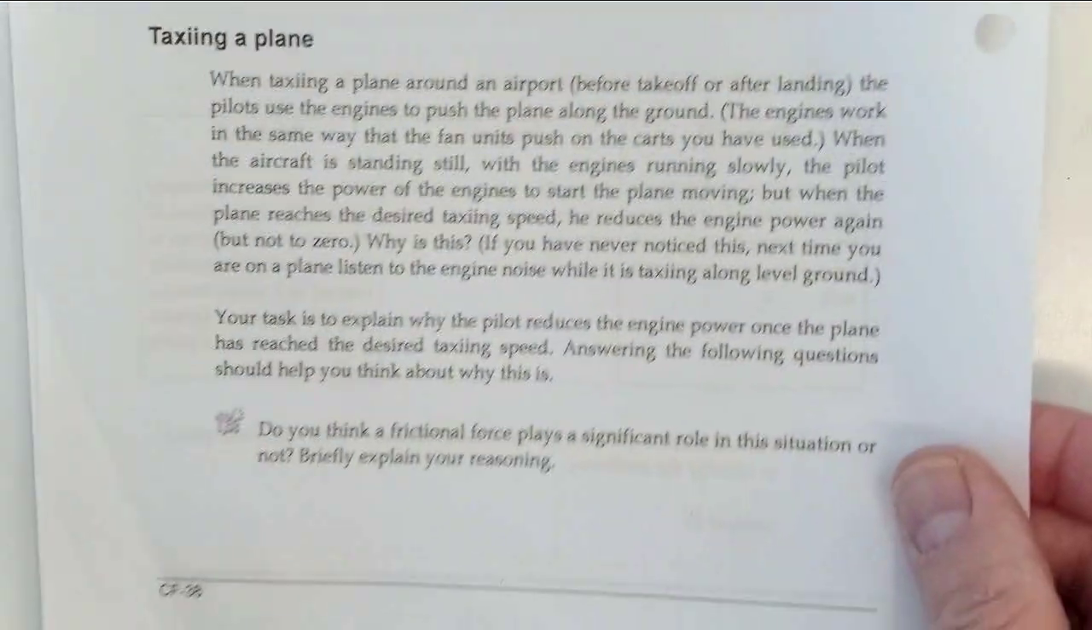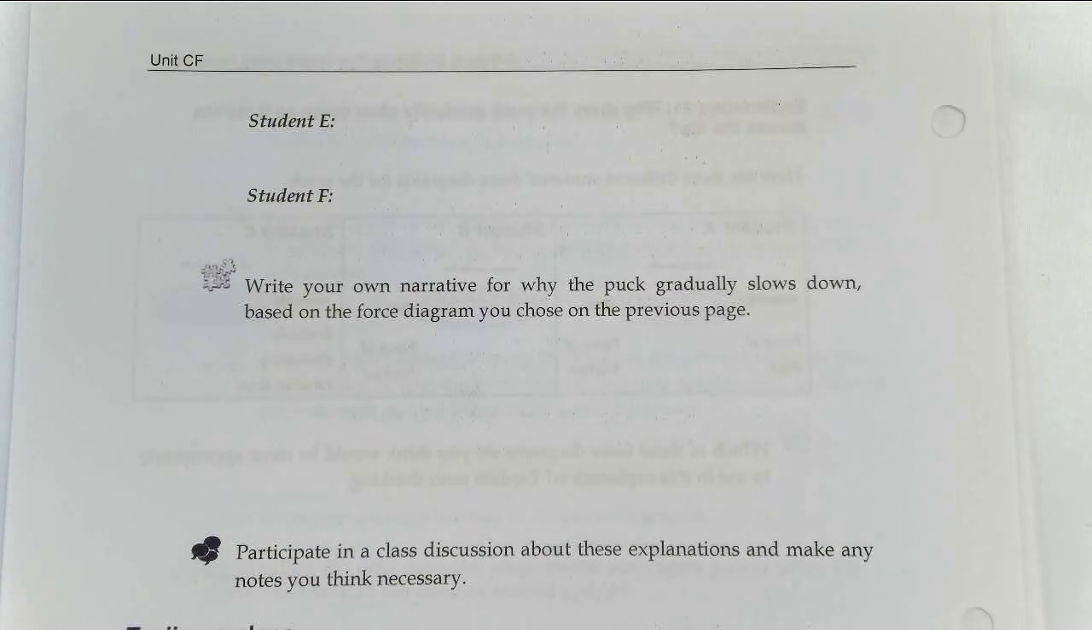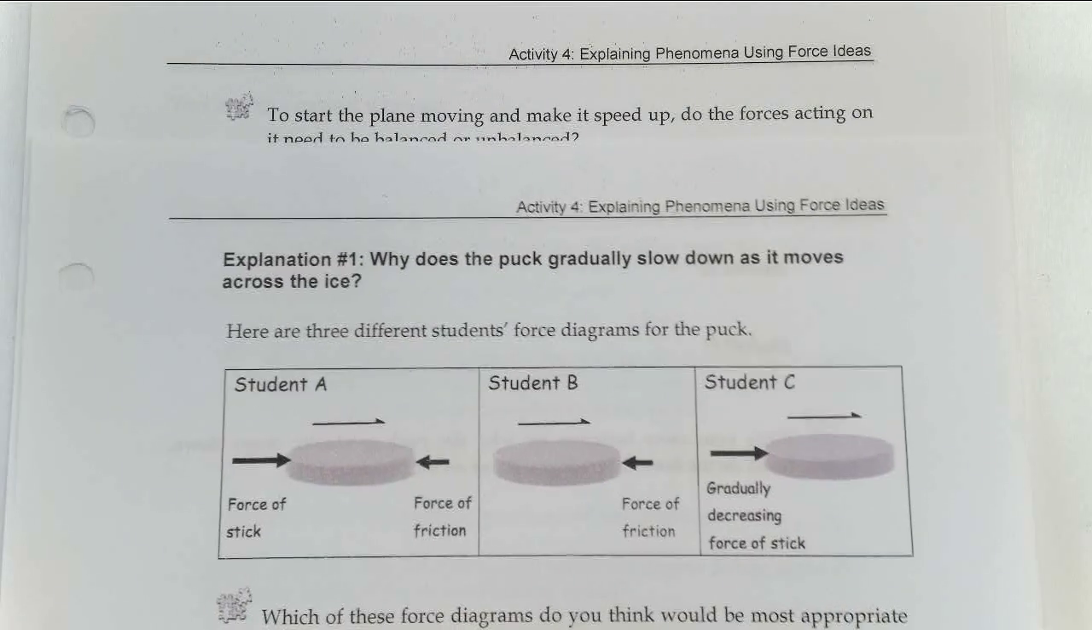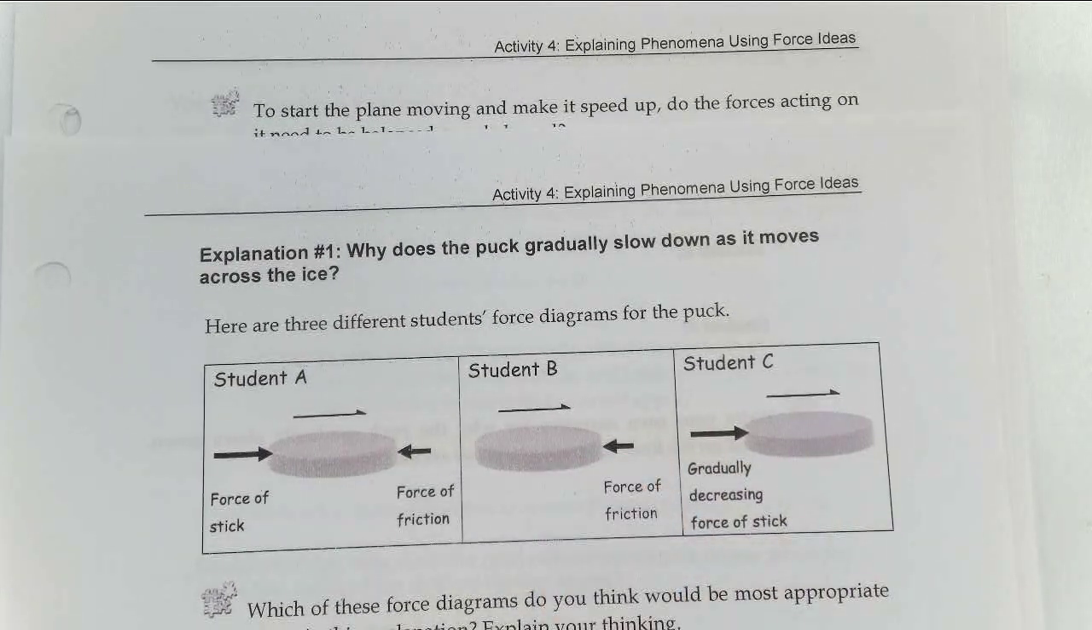So, all right, and then it says, write your own narrative for why the puck gradually slows down based on the force diagram you chose on the previous page. Well, if you go back to the force diagram we chose here, we could say something like, a puck is sliding across the ice. You're absolutely fine to just start it in motion.